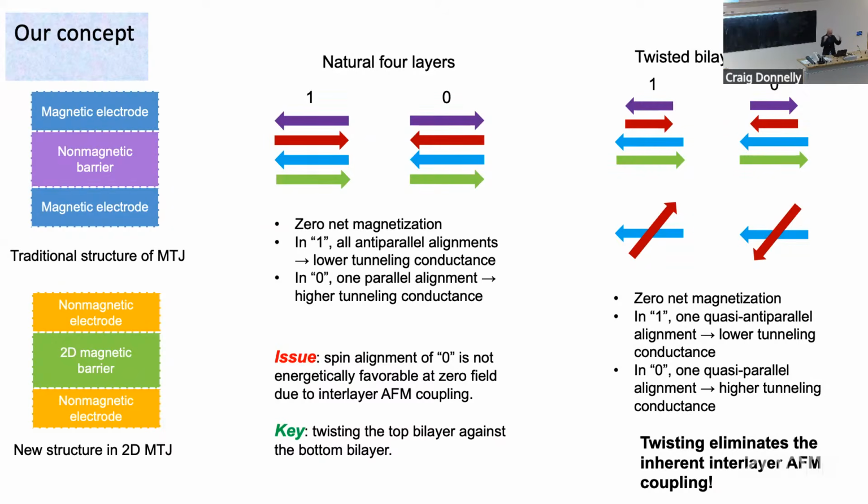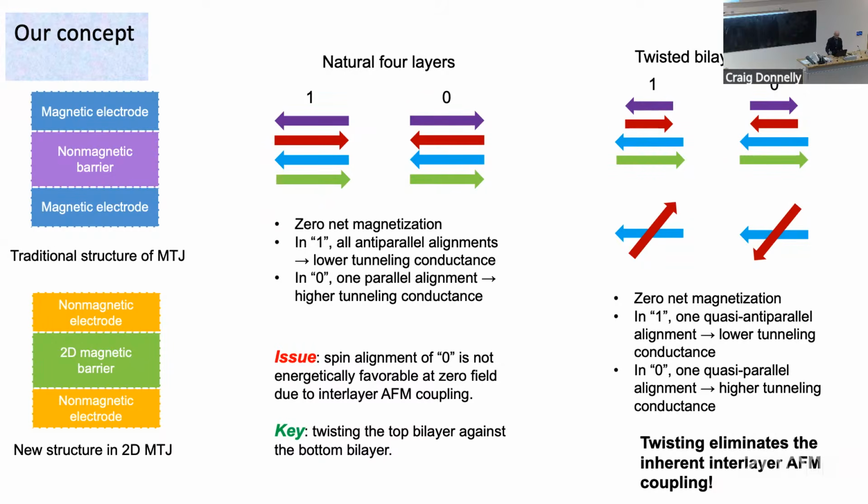build a non-volatile device. So we supposed, well, let's twist the bilayers at a certain angle. And when we do that, we imagined that the interaction between the layers will be eliminated because the bonding we've changed. And actually, this is what we find.